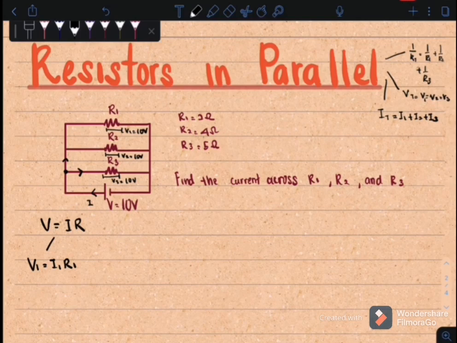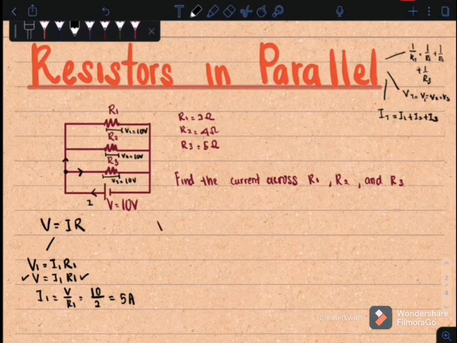As you can see, V1, which is the voltage across resistor 1, is equal to the V from the supply, which is the 10 volts. So my equation becomes V equals I1 R1. I know the value of V and I know the value of R1, so I can simplify my I1, which is V over R1, where my V is 10 volts divided by R1, which is 2 ohms. So I'll get 5 amperes as my current that passes through resistor 1.